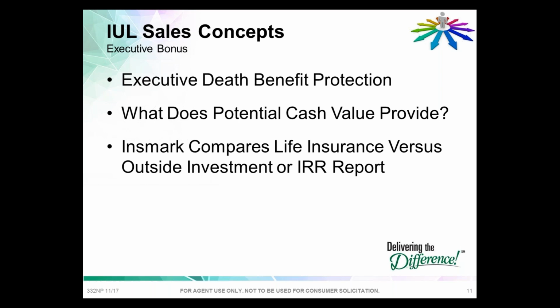And a lot of times we see executive bonus with indexed universal life as being kind of a combination of death benefit and retirement type of planning, almost like a deferred comp type of structure, where they can get the death benefit protection for their family, but also potentially have a nice retirement income source through this indexed universal life policy.